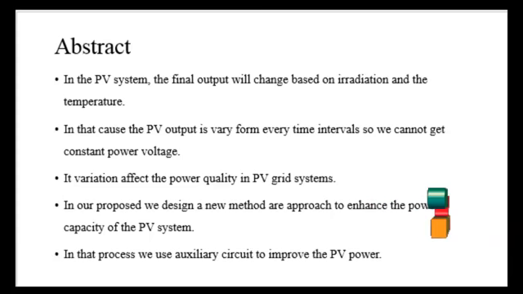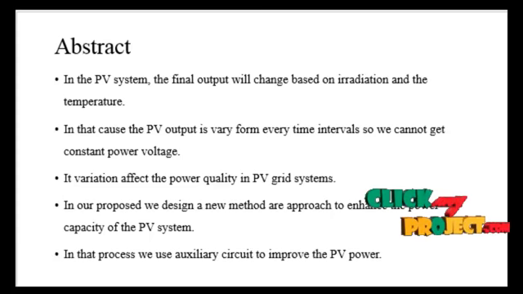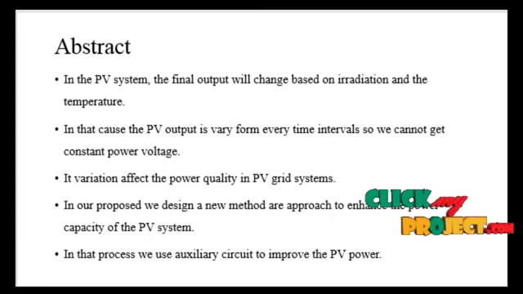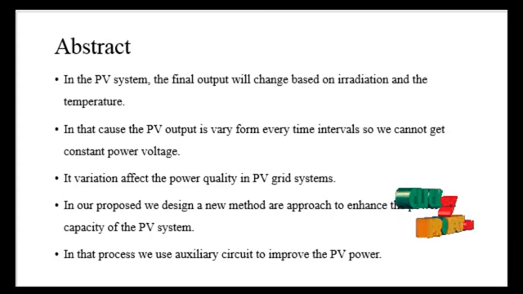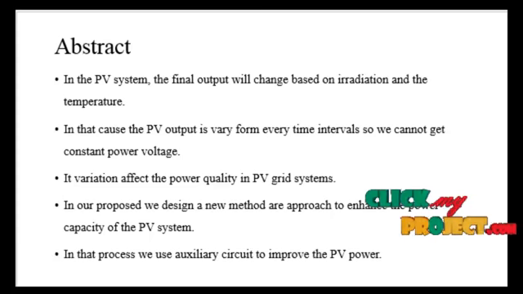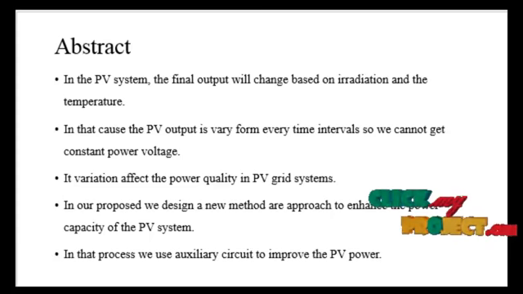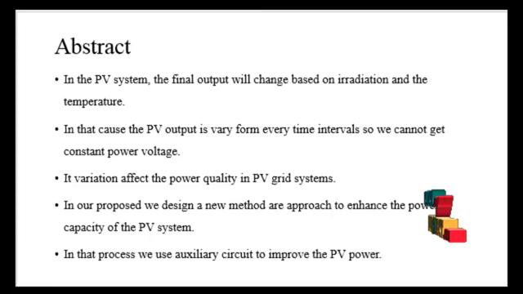In our proposed work, we design a new approach to enhance the power capacity of the PV system. In that process, we use an auxiliary circuit to improve the PV power. It is the basic circuit for using the PV cell based grid system in future. If the PV cell is used as a grid system, there are some disadvantages, and it is for the reactive power capacitance.